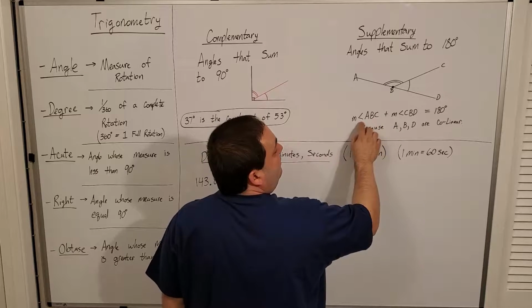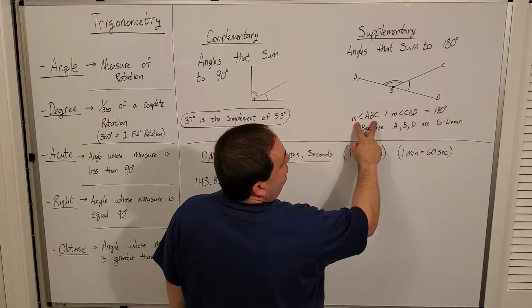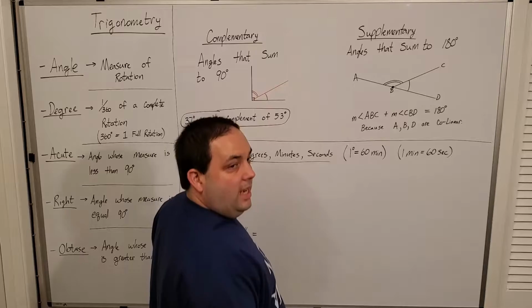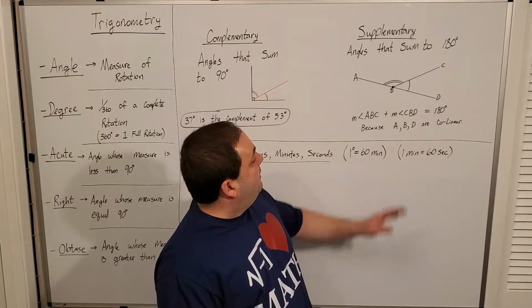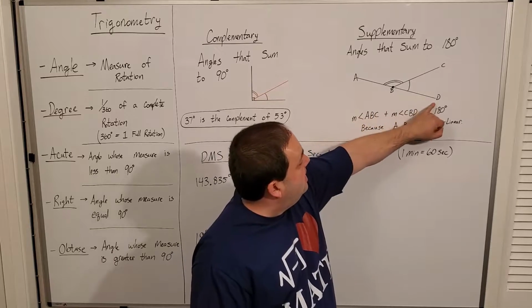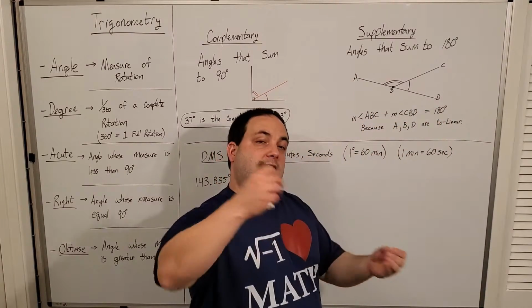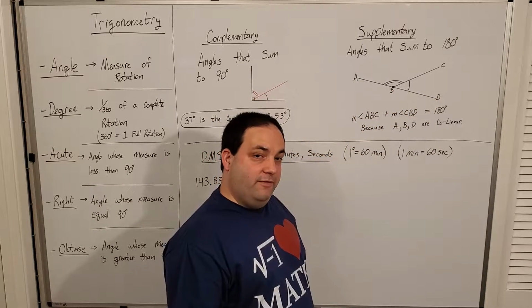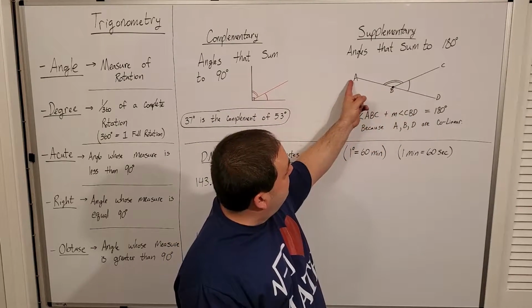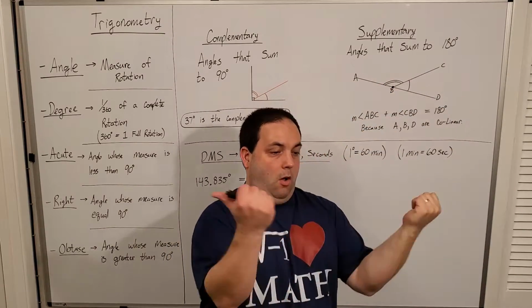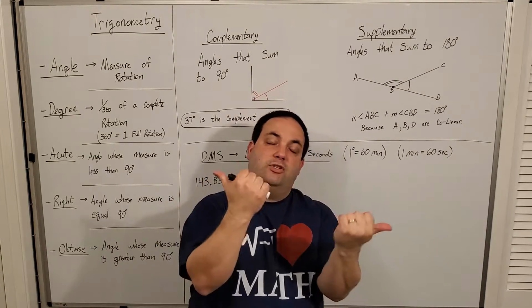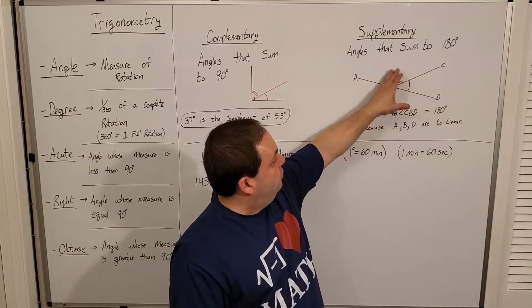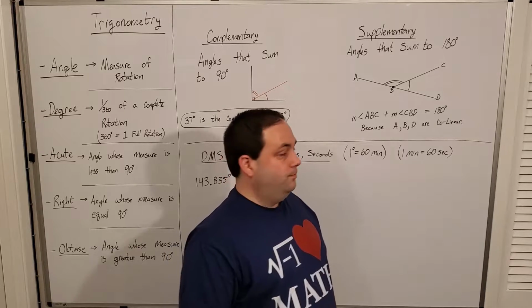And I'm saying that the measure, that's the little m, the measure of ABC plus the measure of CBD is equal to 180 degrees. And I can say that they are supplementary, and that's because the points A, B, and D are drawn collinear. In other words, they exist on the same line. It's 180 degrees because that's exactly half of a full rotation. The two pieces, the AB piece and the BD piece, are pointing in the same line but in opposite directions. So that would be 180 degrees total between the two different sections of angle rotation there.